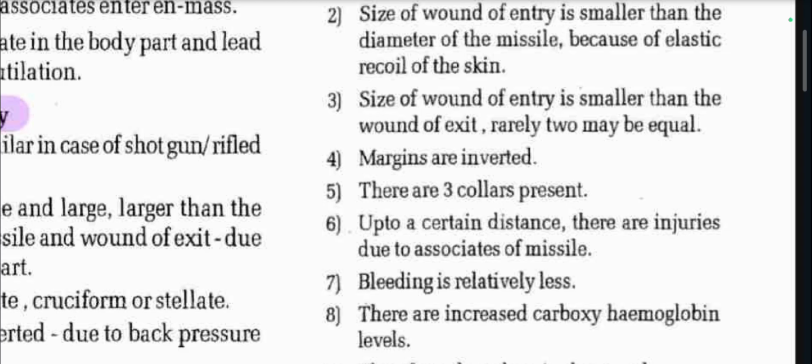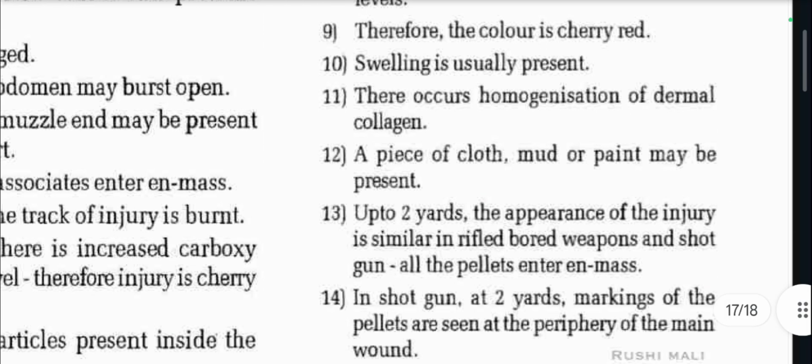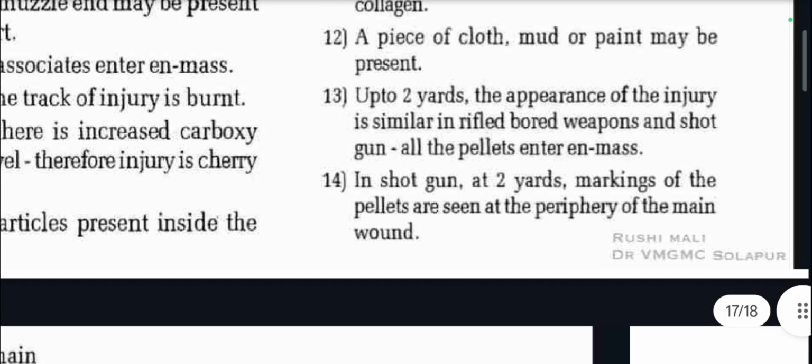Up to a certain distance, there are injuries due to associates of missile. Bleeding is relatively less. There are increased carboxyhemoglobin levels. Therefore, the color is cherry red here also, in close range also, and in contact also. Swelling is present. Homogenization of dermal collagen occurs. Piece of cloth, mud or paint may be present. Up to 2 yards, that is 6 feet, the appearance of the injury is similar in rifled bored weapons and shotgun. All the pellets enter en masse.